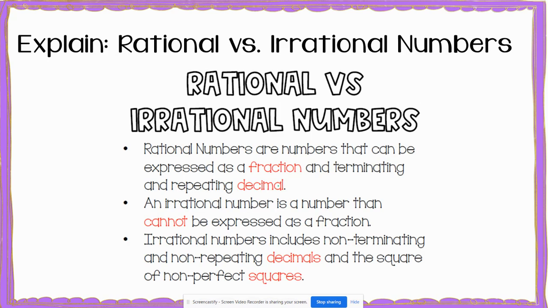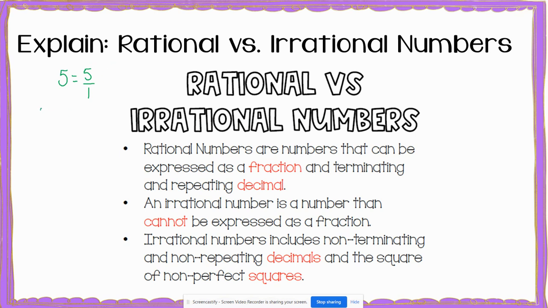A rational number is a number that can be expressed as a fraction and also a terminating and repeating decimal. Remember that anything that is a whole number, for example, the number 5, can be written as 5 over 1. Because it can be written as a fraction, it is considered a rational number.